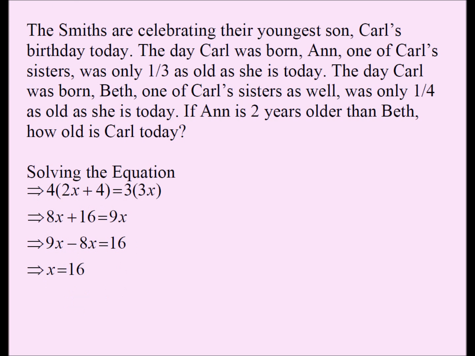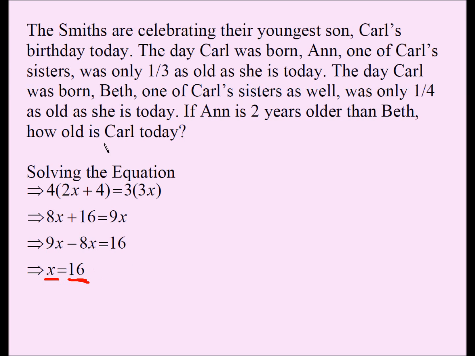Okay, from that form of the equation that I circled, cross multiply. So I get 4 times 2x plus 4, equals 3 times 3x. I distribute 4 over 2x plus 4. I get 8x plus 16, and I multiply 3 by 3. That's 9x. I subtract 8x from both sides. I get x equals 16.